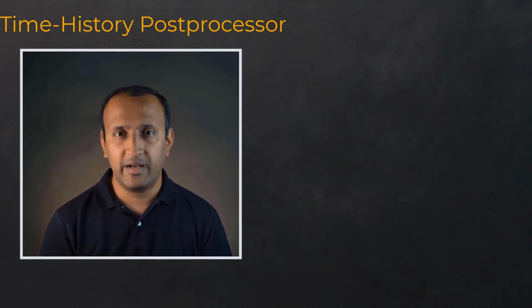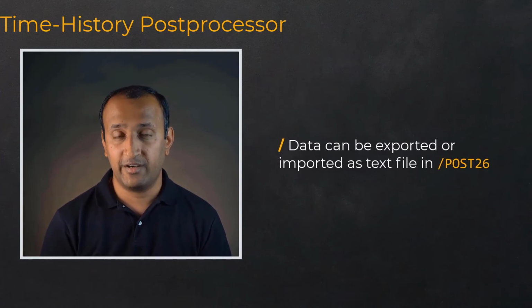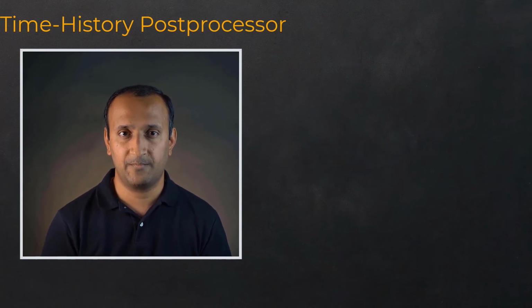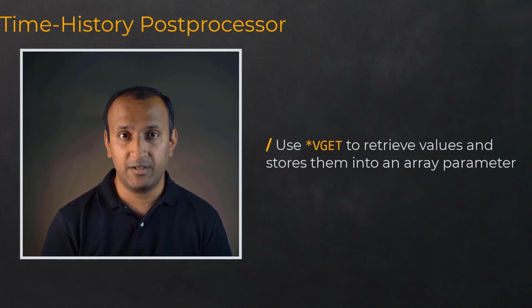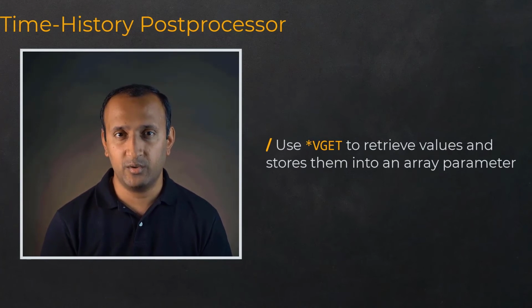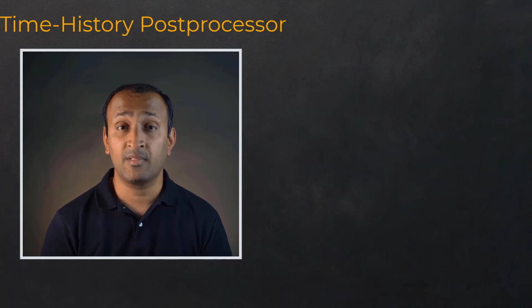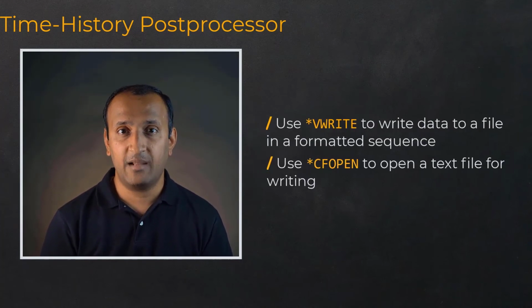While we are usually manipulating the calculated finite element results, data can also be imported from a text file into POST26. Exporting data from a time history variable into a file is often used, and it is a two-step process. First, export a time history variable data to an array parameter using the *VGET command. The size of the array can be determined via the *GET command. Once the array is filled, the data can be written to a file or manipulated further using the commands CFOPEN and *VWRITE.